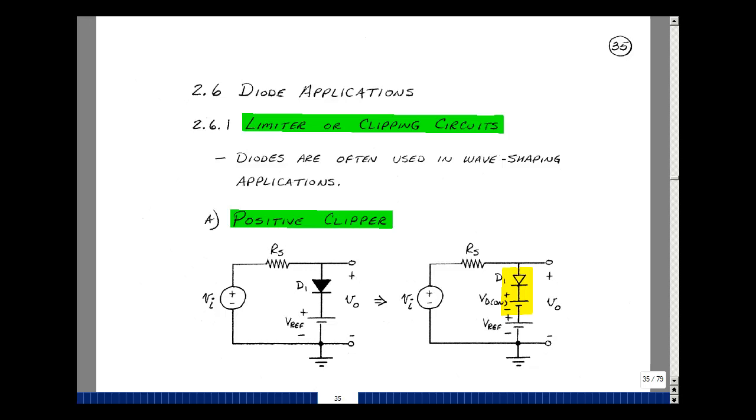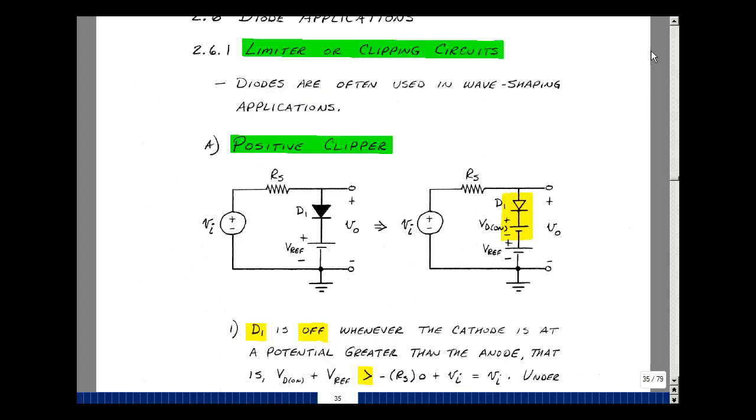This lesson deals with clipping circuits. You can find these notes in the ECE302 ebook in Chapter 2 starting on page 35. Diodes are often used to make wave shaping circuits. We'll take a look at one called a clipper. I'll break that into a positive clipper or a negative clipper, sometimes called limiter circuits.